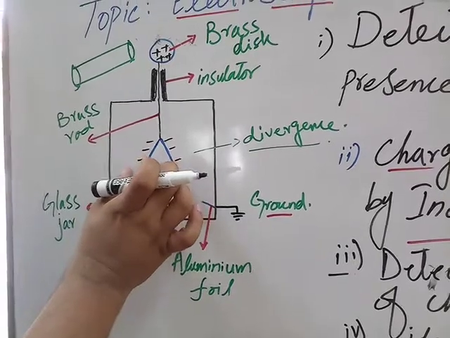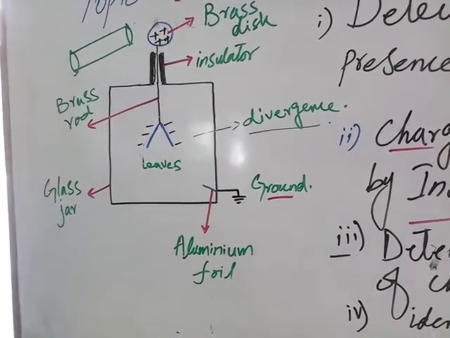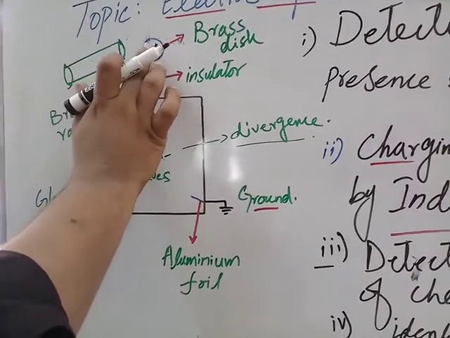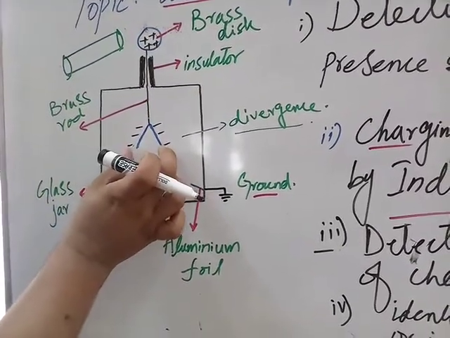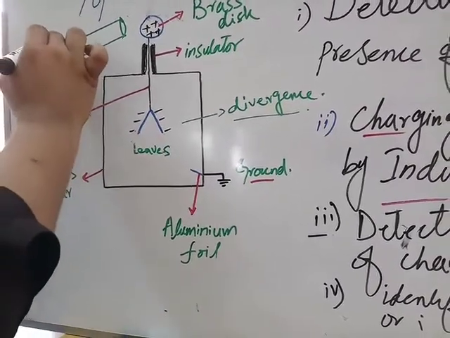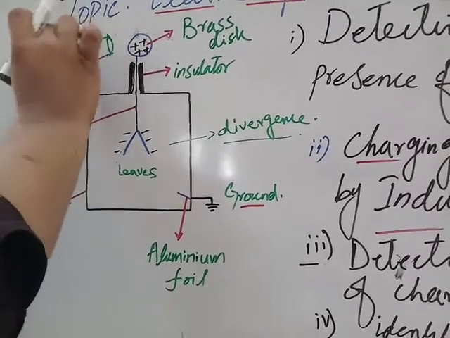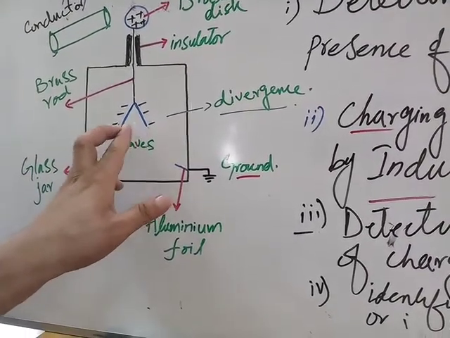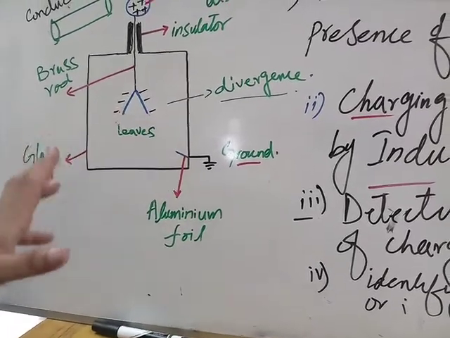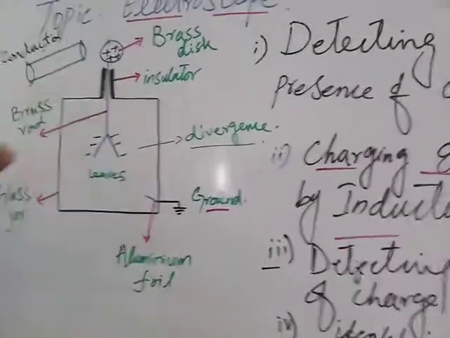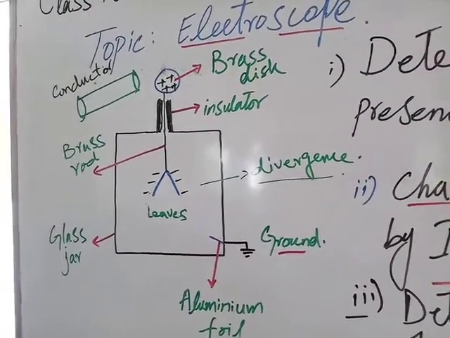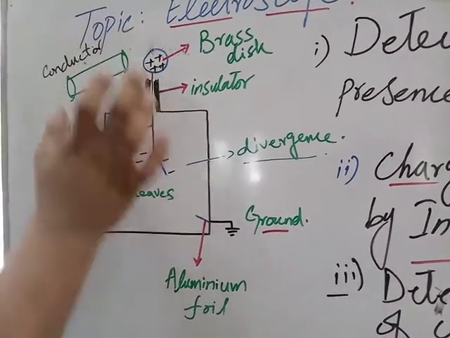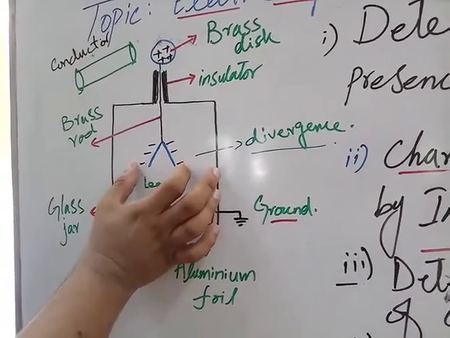If the leaves collapse from their diverged position, it means if we touch the charged body or material under test to the brass disc of the electroscope, the leaves collapse from their diverged position, it means the body is a good conductor. And if the divergence or the position of the leaves does not change, it means the body under test is an insulator. So for a change in position the body is a conductor, and for no change in position of the leaves the body is an insulator.